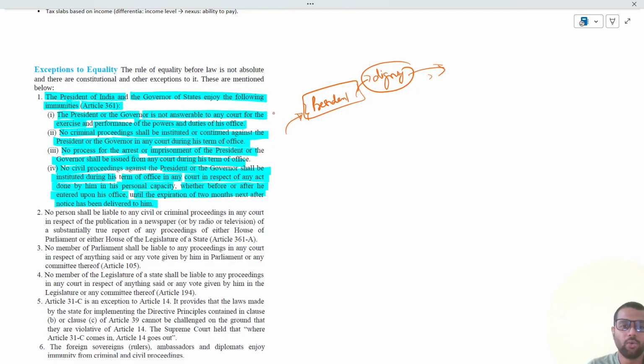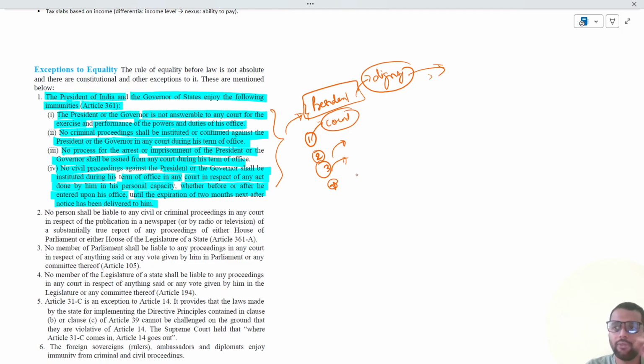So in simple language: I am a President, whatever I do as a President, whatever I do as a Governor, I shall not be answerable to any court. No court can call and question me why I have done this or that. Second, no criminal case can be initiated against me as I am serving as a President or the Governor. Third, no police can arrest me. No court can issue an arrest warrant against me if I am serving as a President or a Governor.